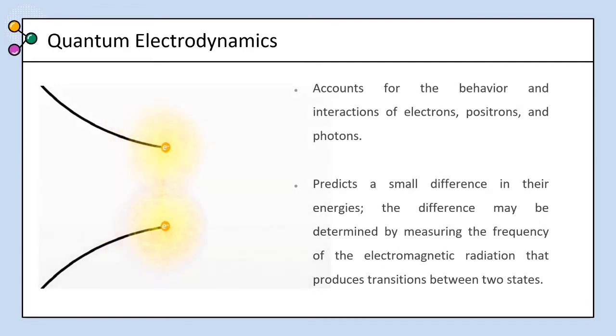The resulting quantum field theory is known as quantum electrodynamics, or QED. QED accounts for the behavior and the interaction of electrons, positrons, and photons. It deals with the processes involving the creation of material particles from electromagnetic energy and with the converse processes in which a material particle and its antiparticle annihilate each other and produce energy.